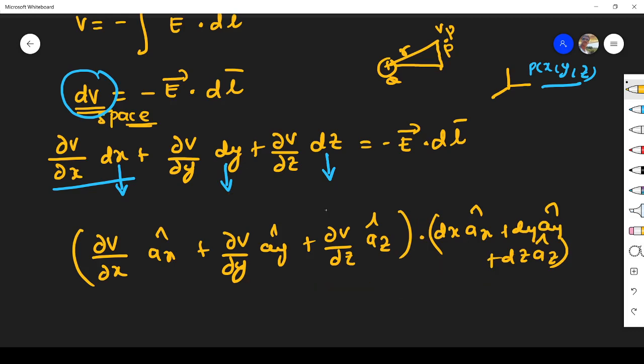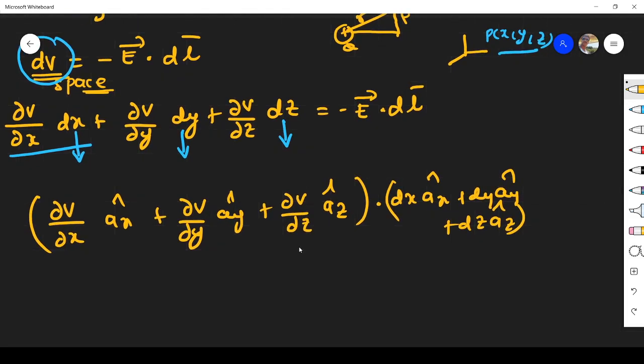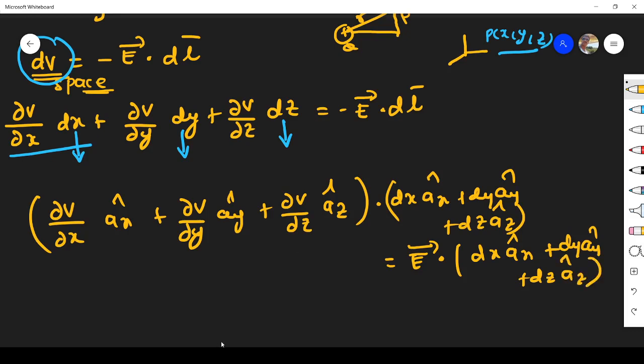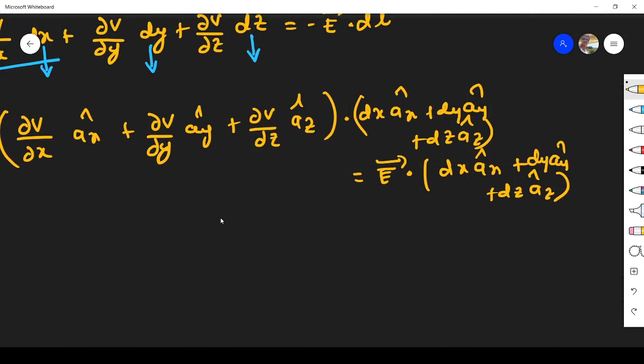Now the right hand side remains the same, E dot dl. I write dl, the total length in 3 dimensions, as dx ax plus dy ay plus dz az. This is the displacement in Cartesian coordinates, we know. Now if we simplify, what do we get? This is nothing but del V.